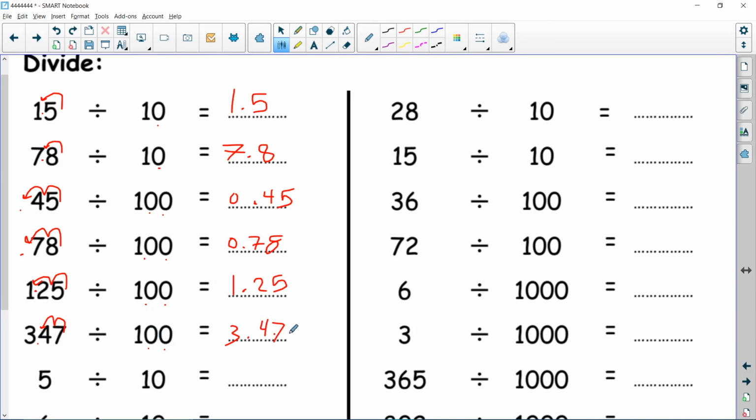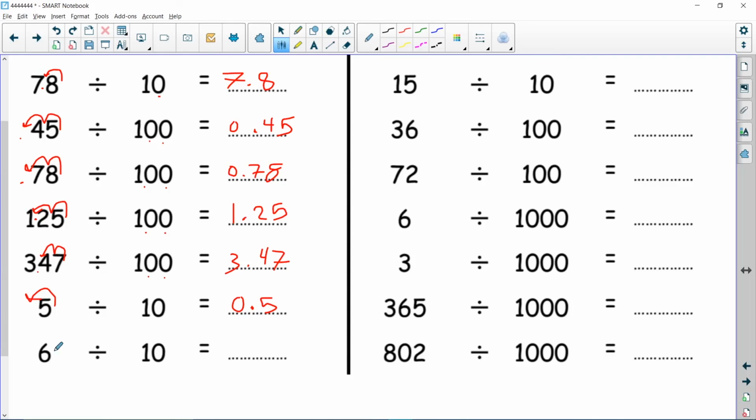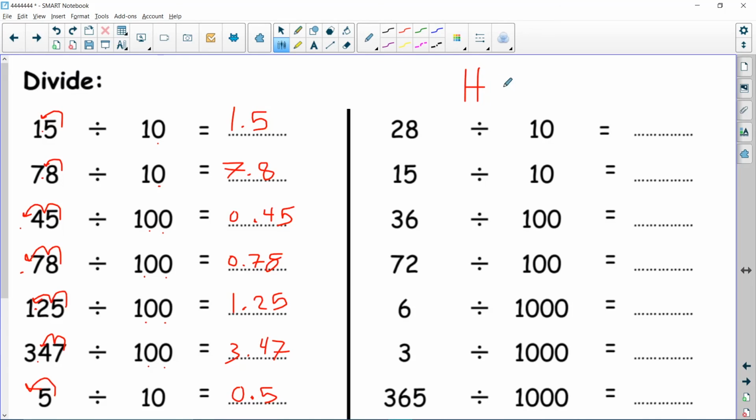3.47. Just 1 zero. 1. The new decimal point will be here. 0.5 or half. 6 divided by 10. 1 zero. 1. 0.6. Solve this homework.